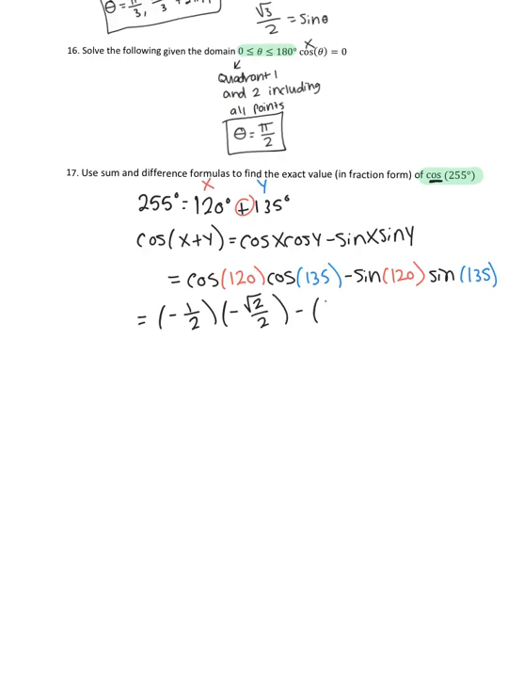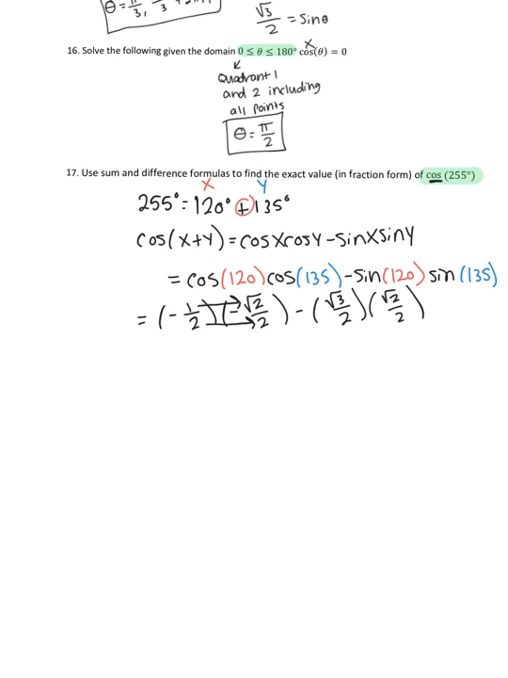Sine of 120 is root 3 over 2, and sine of 135 is root 2 over 2. Then we're going to multiply these together to get our fraction form. When you're multiplying these together, you're multiplying the tops together and the bottoms together. So I have two negative numbers being multiplied on the first set. That's going to turn into a positive.